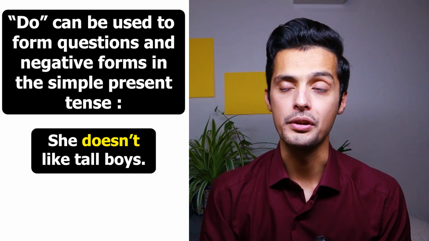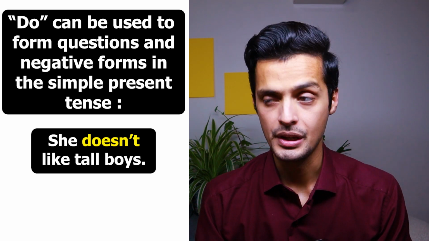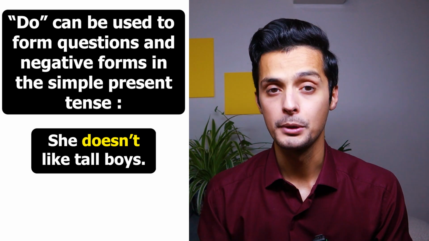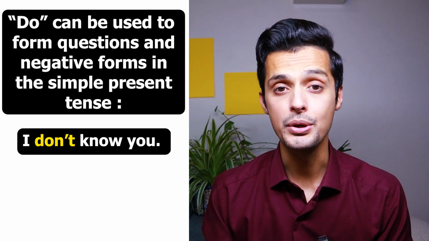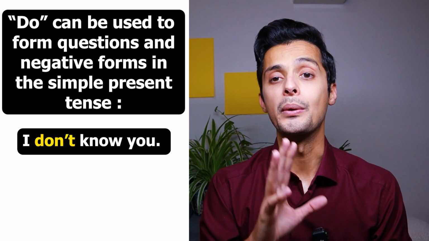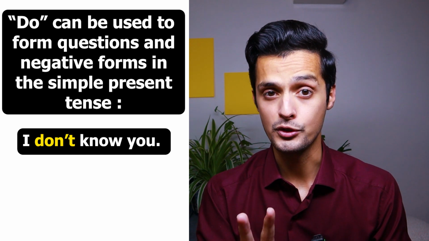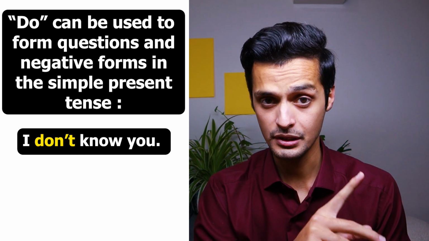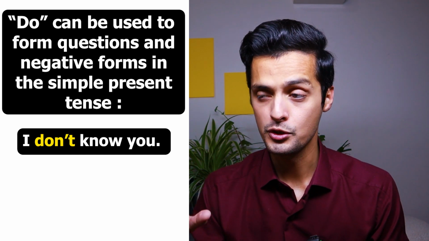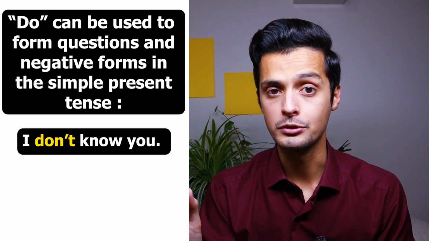She doesn't like tall boys. A negative simple present sentence. I don't know you. A negative simple present sentence with don't. The previous one was doesn't: she doesn't like tall boys. This one is I don't know you. Don't because of I. So the first use of do is to make our simple present sentences negative or to form simple present questions, whether the questions are yes-no or WH.